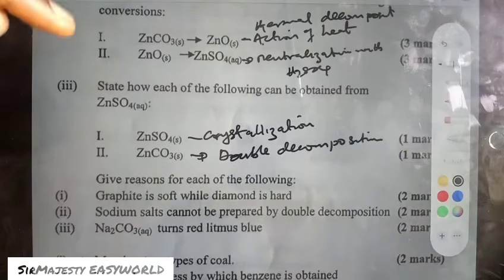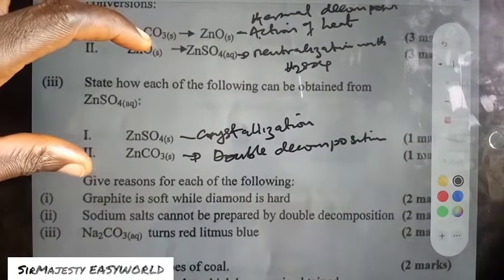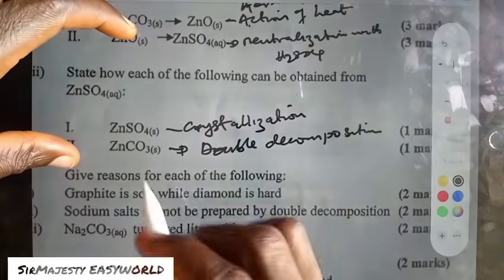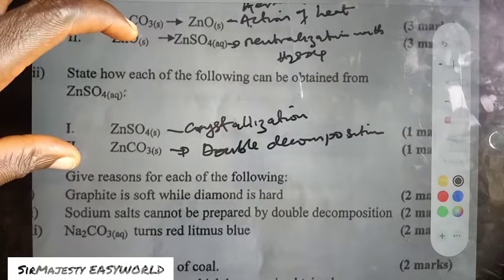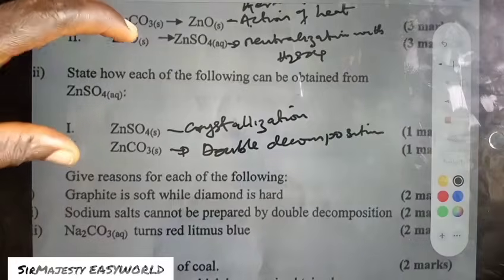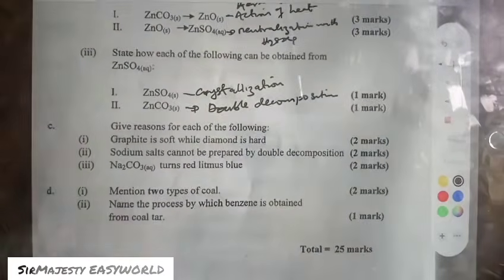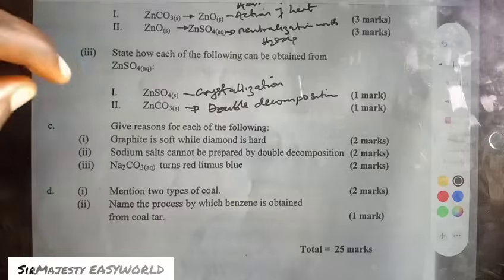They just say state how. Okay, you say double decomposition. You don't need to tell much story. By reacting zinc sulfate with any soluble carbonate. If you react zinc sulfate with sodium carbonate, you get zinc carbonate straight. Then the other question says, give reasons for each of the following.